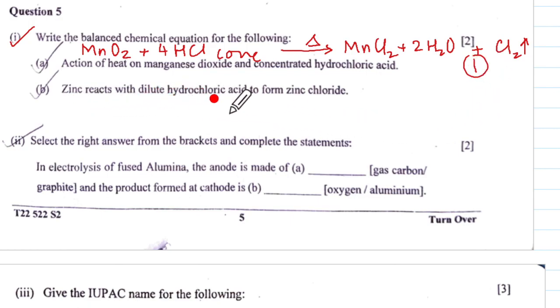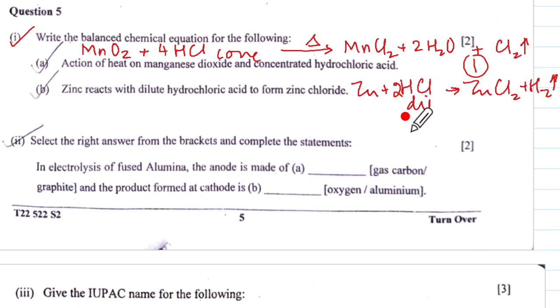Zinc reacts with dilute hydrochloric acid to form zinc chloride. Now this is such a simple reaction. Correct? Yeah. So I'm sure basically the question paper was very easy, and all of you should get 37 plus marks on 40.